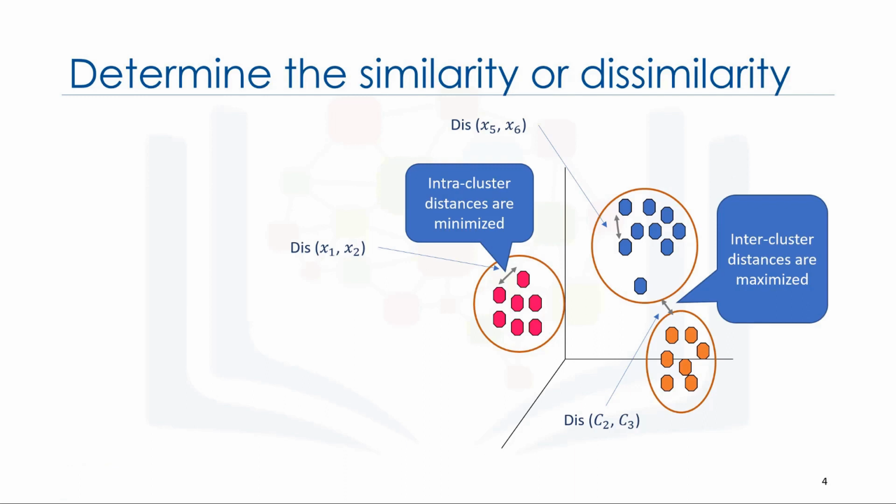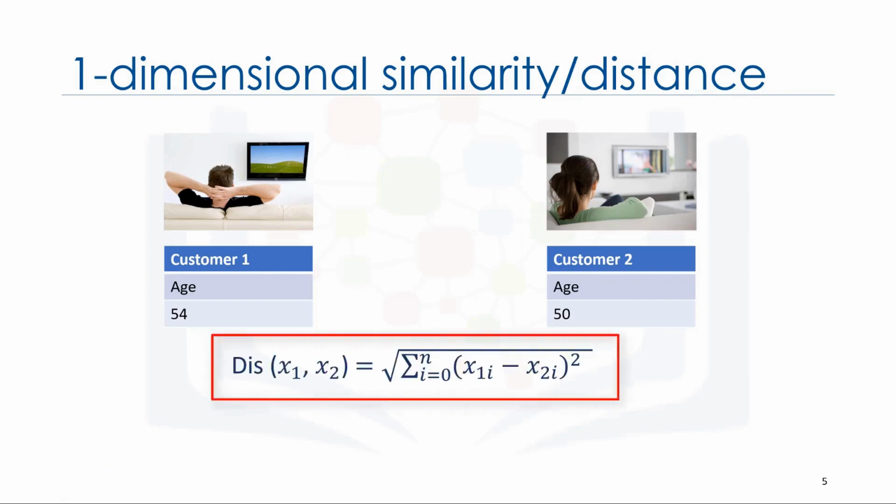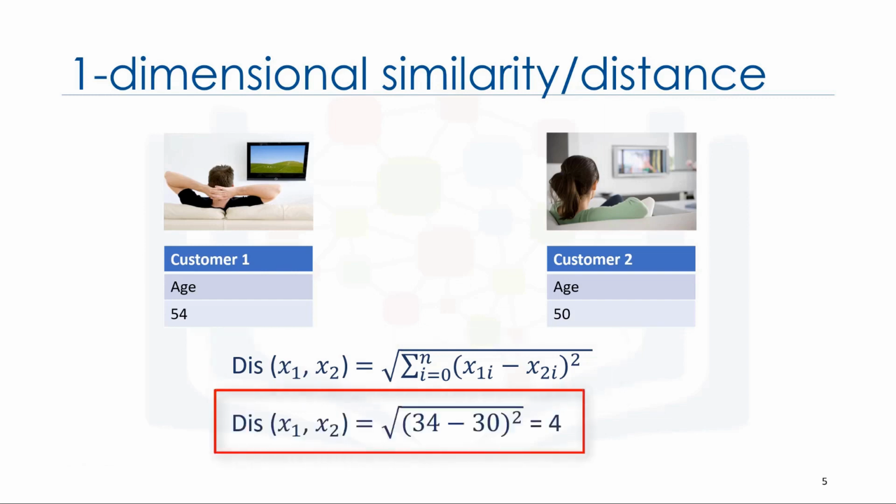Now, the question is, how can we calculate the dissimilarity or distance of two cases, such as two customers? Assume that we have two customers. We'll call them customer 1 and 2. Let's also assume that we have only one feature for each of these two customers, and that feature is age. We can easily use a specific type of Minkowski distance to calculate the distance of these two customers. Indeed, it is the Euclidean distance. Distance of x1 from x2 is root of (34 minus 30) power 2, which is 4.